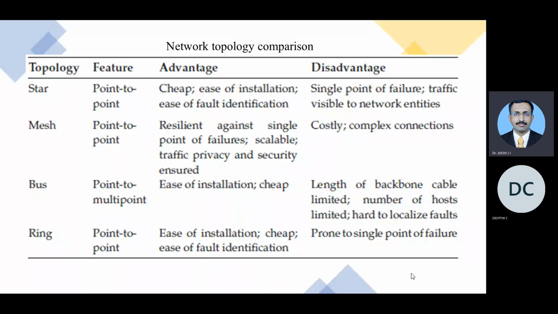So these are the different network topologies. Still we have some more topologies like tree, hybrid, and all those things. You can just go through those.